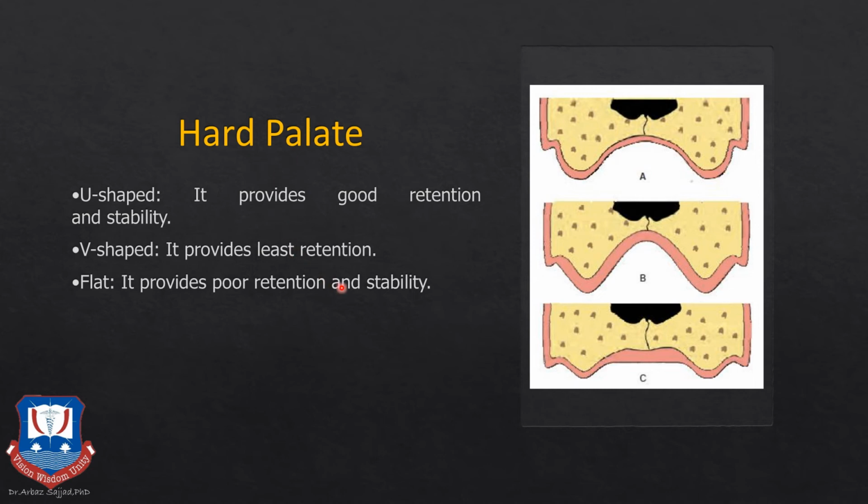Now, the hard palate, just like the arch shape or arch form, is divided into three categories. That is a U-shaped arch, which is the perfect and most ideal condition for the construction of a denture. The second is the V-shaped or high palate, which usually has the poorest prognosis in the retention of the maxillary complete denture. And the third is the flat hard palate, usually seen in extreme ridge resorption cases.